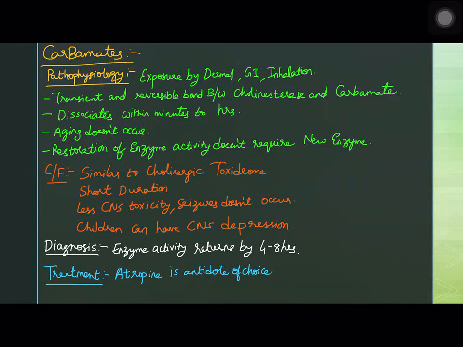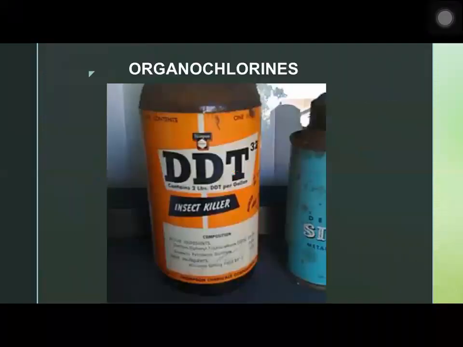In diagnosis, generally enzyme activity returns by 4 to 8 hours. So then we can predict that the patient has taken carbamate poisoning, because the enzyme activity doesn't return as soon as this in case of organophosphorus poisoning. Then atropine is the antidote of choice.